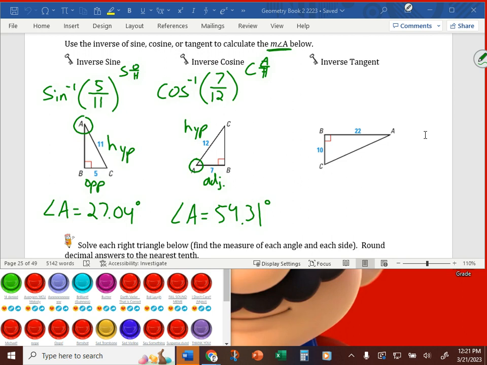54.31 degrees. Wow. How do we know that we're solving for A? You can solve for C also, but in this case, we're solving for A.